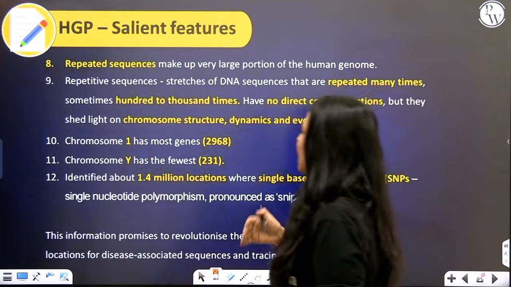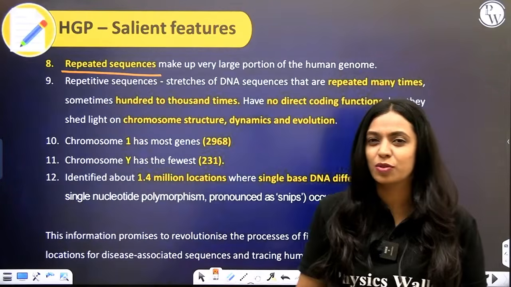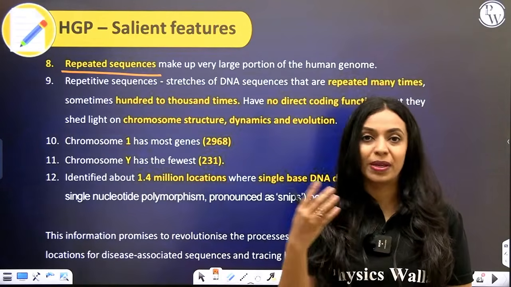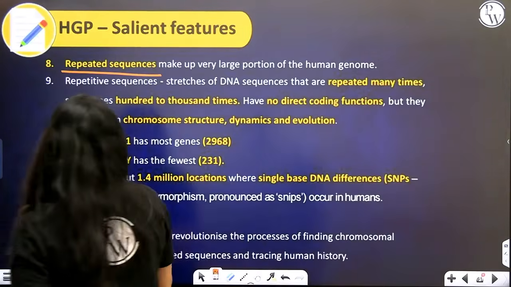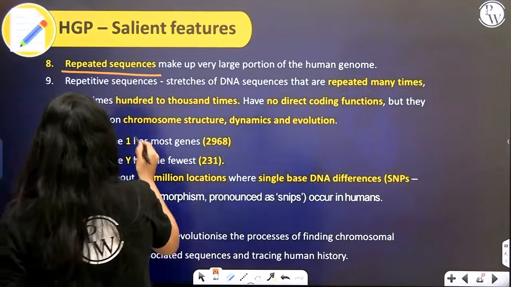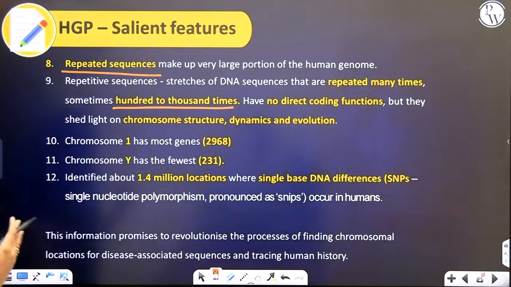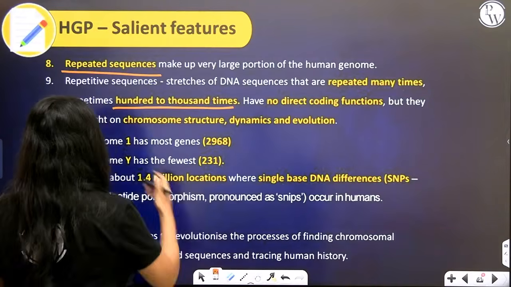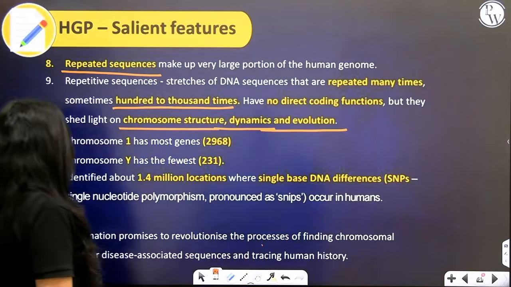Also, in the human genome, we have repetitive sequences, a lot of repetitive sequences, which means the same nucleotides are repeated multiple times. It could be a single nucleotide, it could be 4 nucleotides, it could be 6 nucleotides. The same sequence is repeated multiple times. That's called repetitive sequences. Sometimes they are repeated 100 to 1000 times. They do not have any functions in coding. They do not code for any amino acids or proteins, but they do shed light on the structure of chromosomes and the dynamics and evolution.